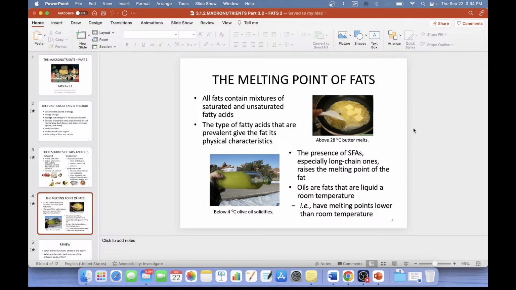Saturated fats are solid at room temperature. Solid meaning soft solids. Butter, lard, coconut oil. I'm not sure about palm oil because I've actually never used it. Maybe you're familiar with it and you can tell me whether it's solid at room temperature or not.